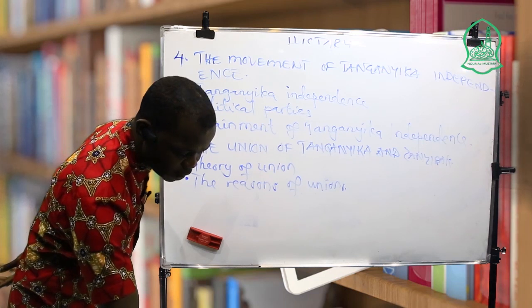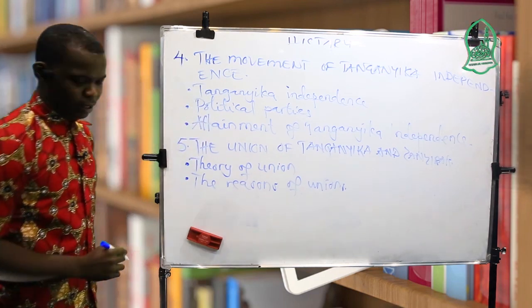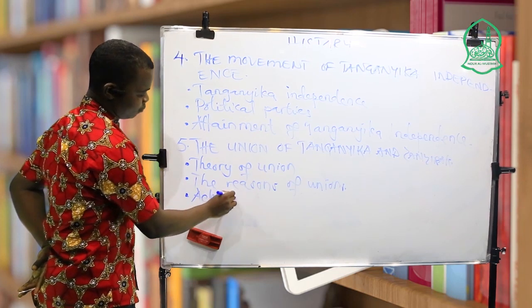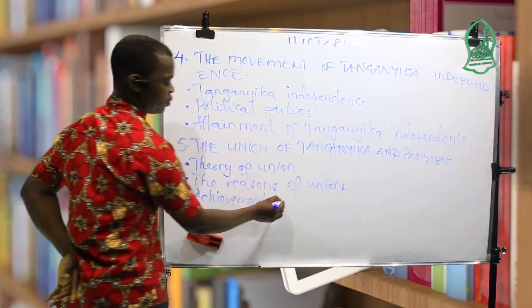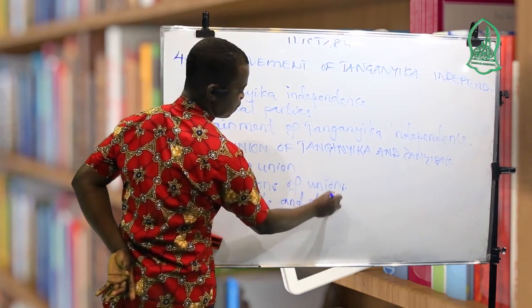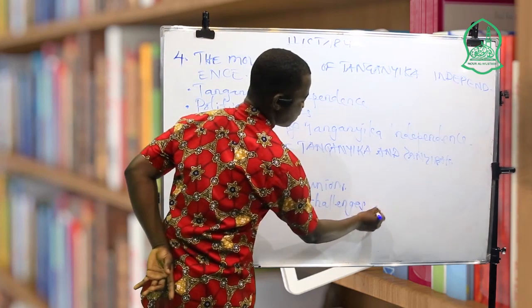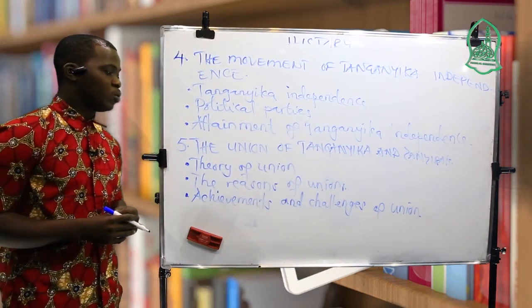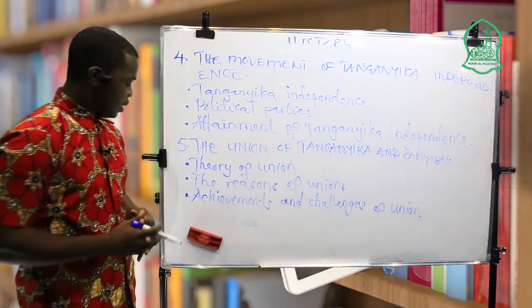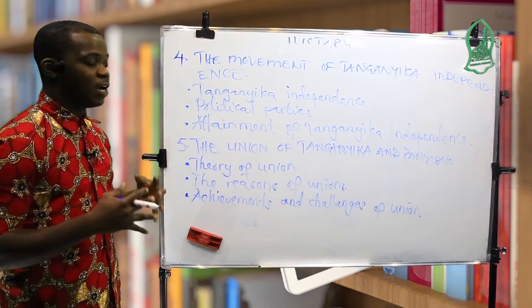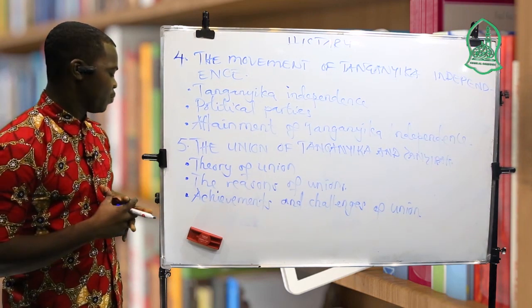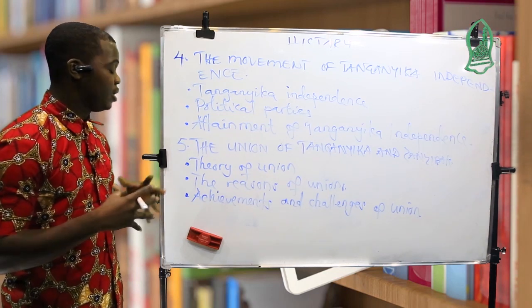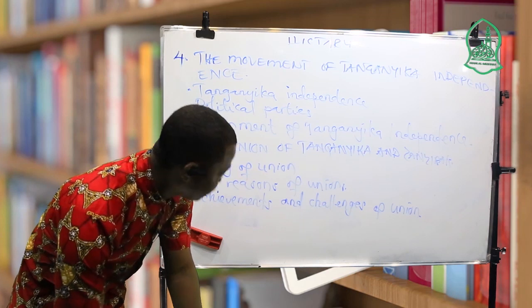And also within the same topic, you are going to see achievements and challenges of union. Faida ama matunda na changamoto za muungano. In spite that we were united, there are some main achievements that we see till now. And also, apart from the achievements, there are some challenges that are appearing within this time.